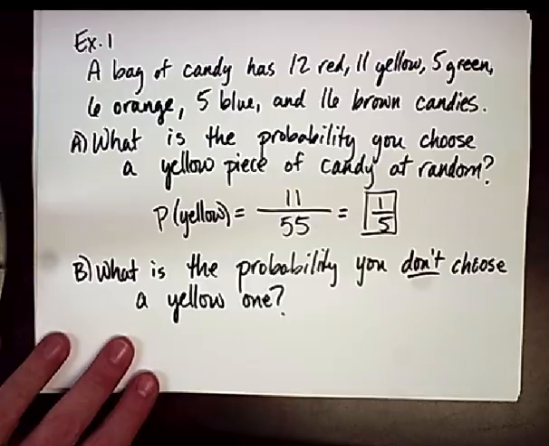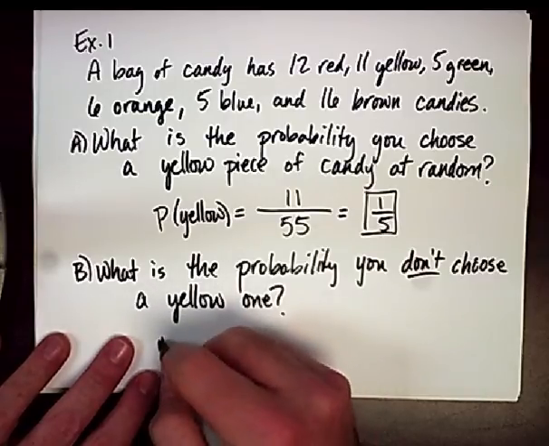All right, now let's look at the next one. What's the probability that you don't choose a yellow one? So that's probability that it's not yellow.